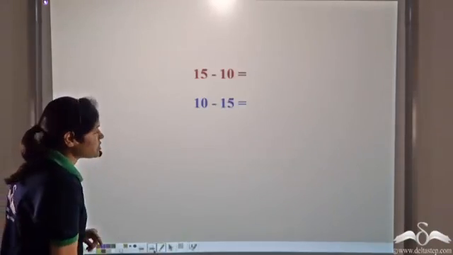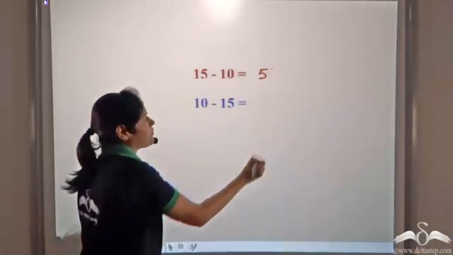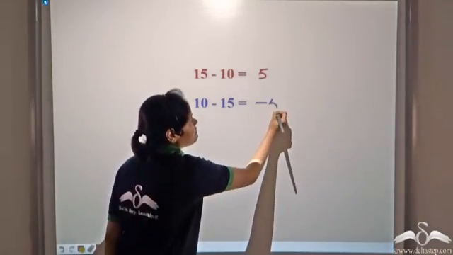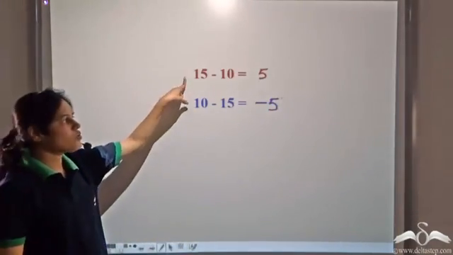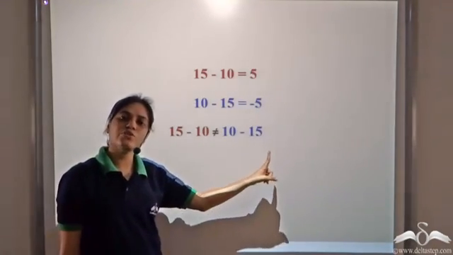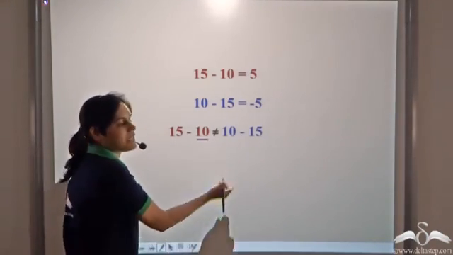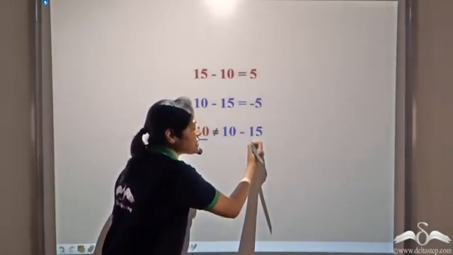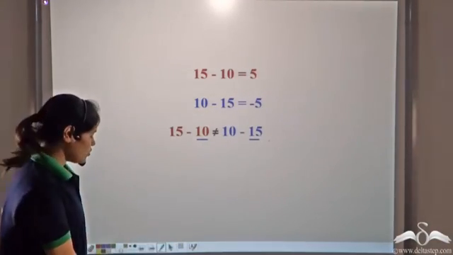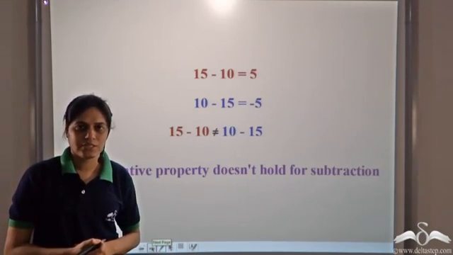Now what about subtraction? What is 15 minus 10? It is 5. What is 10 minus 15? It is negative 5. So these two are clearly not equal. So 15 minus 10 is not equal to 10 minus 15. So it does matter whether we are subtracting 10 from 15 or 15 from 10, because order matters here. So we say that commutative property does not hold for subtraction.